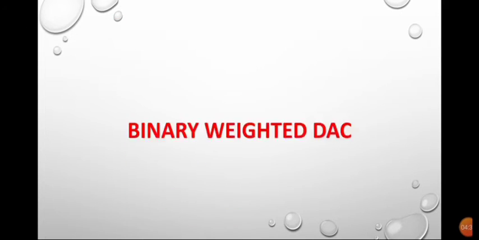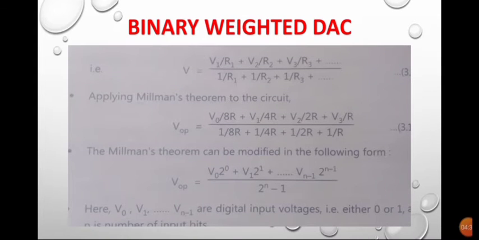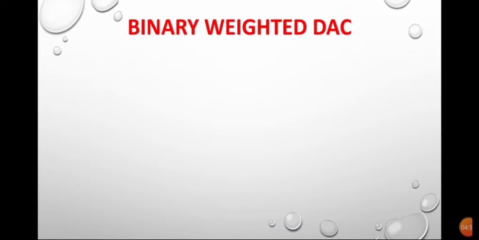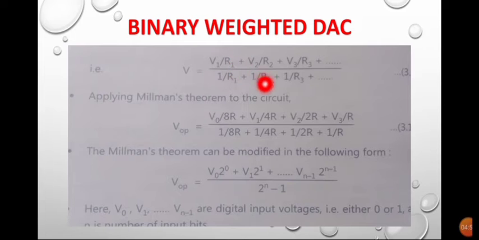Now let us move towards the next topic of the binary weighted DAC. This is the formula used to calculate the output analog voltage, given by V is equal to V1 upon R1 plus V2 upon R2 plus V3 upon R3 plus and so on, depending on how many resistors we use, divided by 1 upon R1 plus 1 upon R2 plus 1 upon R3 plus and so on. So we are going to apply Millman's theorem over here.